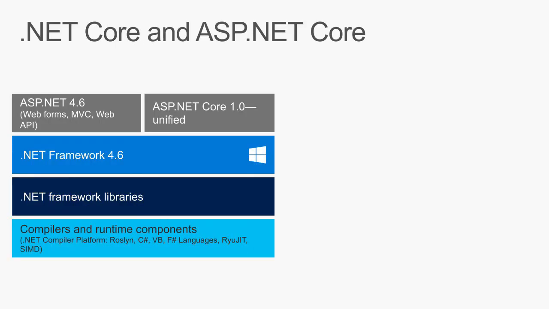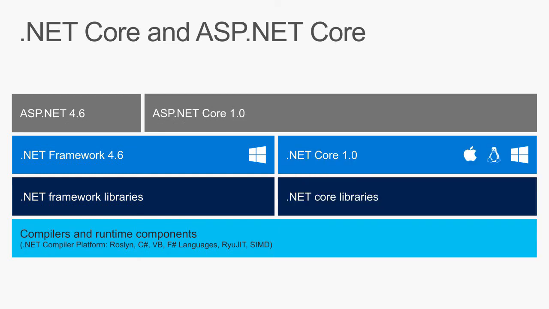We talked a bit about .NET Core. This is basically the picture that you have today, modulo ASP.NET Core 1.0. So we added ASP.NET Core 1.0, and then we took that cross-platform. Now we have the .NET Core libraries with .NET Core 1.0 on it, and that runs on Apple, Linux, and Windows. And then ASP.NET Core runs on top of that.